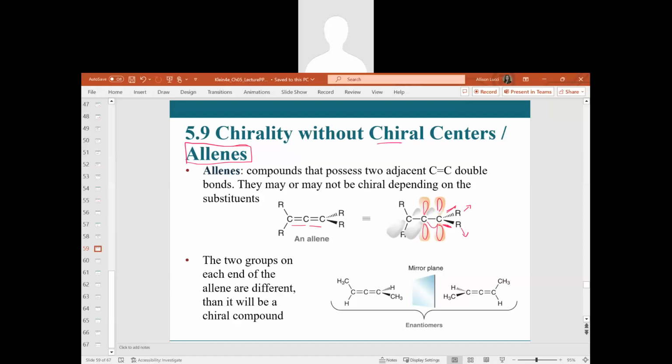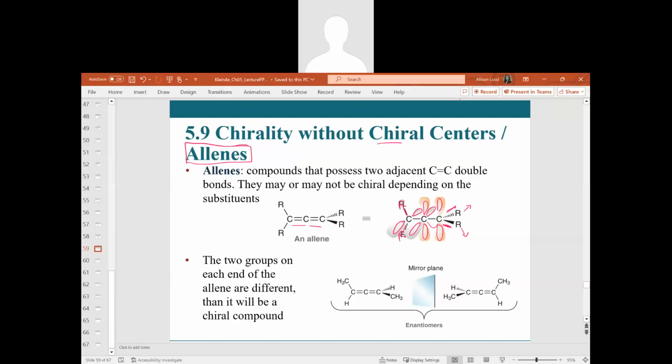Whereas on the other side, the central carbon has a p orbital overlap with the left-hand carbon in this orientation. So they're perpendicular to one another. And we would see that these R groups, this side of the compound, would be within the plane of the page. So with allenes, we see that the two ends will be different.